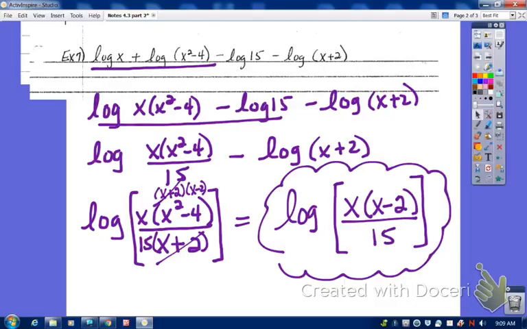Okay? So you make a decision what's best for you. If you need to do it in little steps, you can do it in little steps. If you want to condense all at once, condense all at once. It's just up to you.